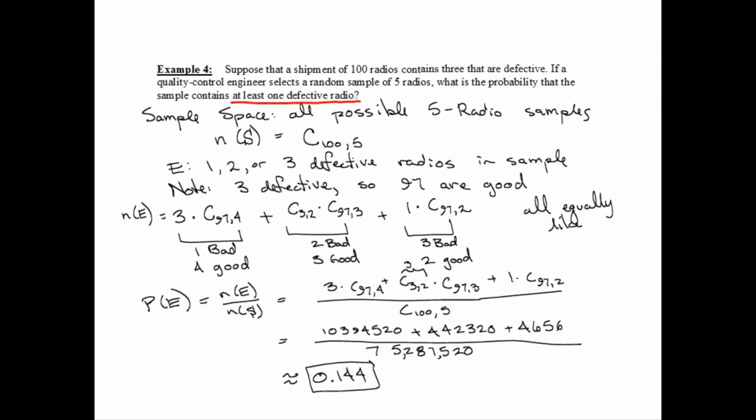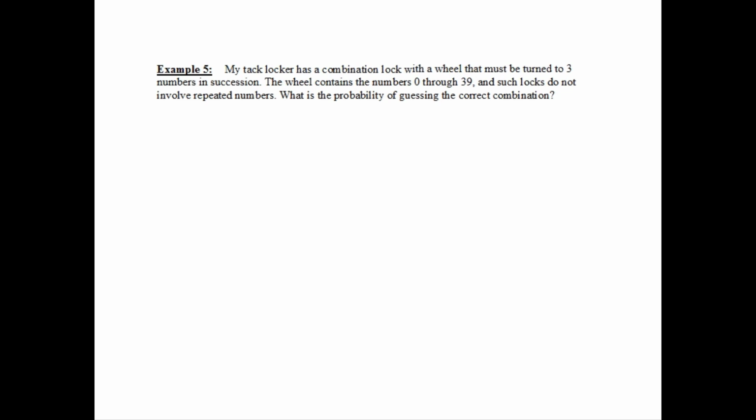Let's do another example. Let's suppose that we have a locker that has a combination lock with a wheel, you've seen these, that must be turned to 3 numbers in succession. The wheel contains the numbers 0 through 39, and we don't repeat the numbers. What's the probability of guessing the correct combination? So what is my sample space? All possible ways to choose 3 numbers.